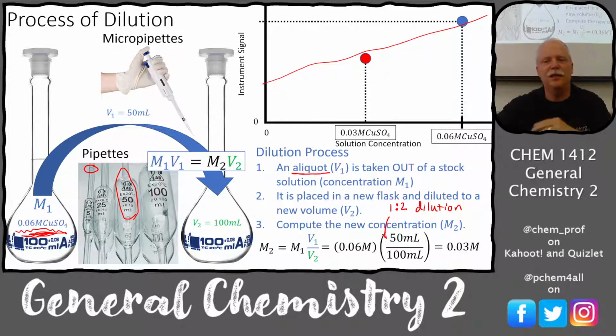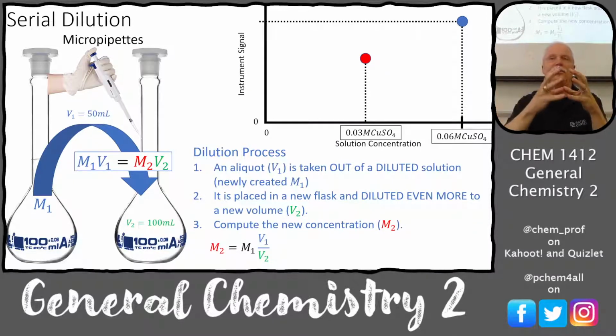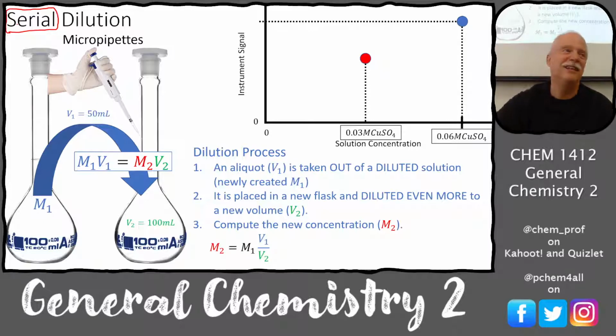So let's do another dilution, another 1-to-2 dilution. So we'll go from 0.03 to 0.015. So let's do that one now. So out of this diluted solution, we take 50 mils out. So that's why it's called serial dilutions. So they're in series. So this is the big word right here, serial dilutions. It's not like breakfast cereal, okay? It's like serial, like a series, okay?